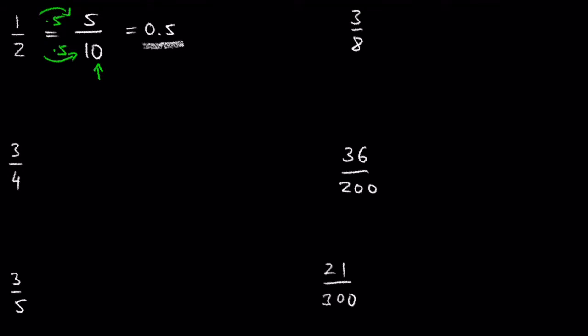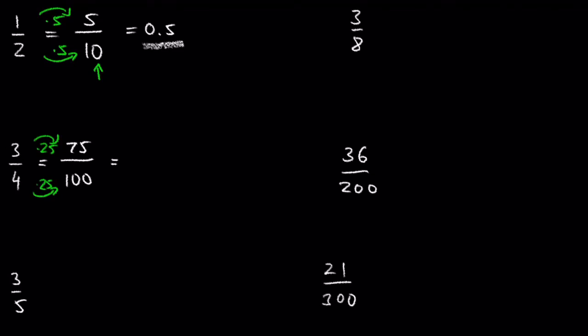Let's look at 3 over 4. Can we multiply the 4 with a whole number to get 10? Unfortunately not. Can we multiply the 4 with a whole number to get 100? Yes, we can. 4 times 25 is 100, and 3 times 25 is 75.